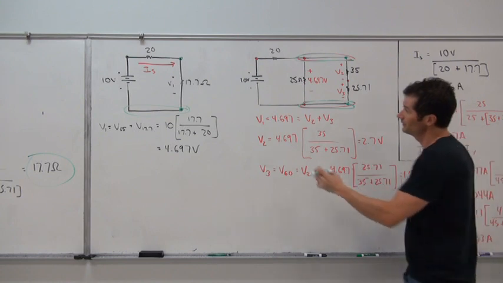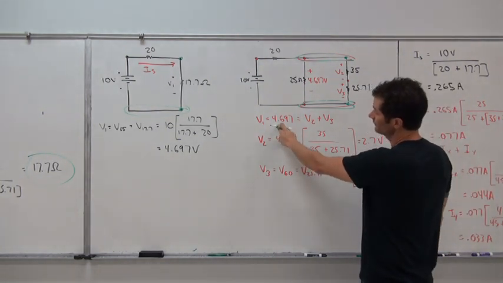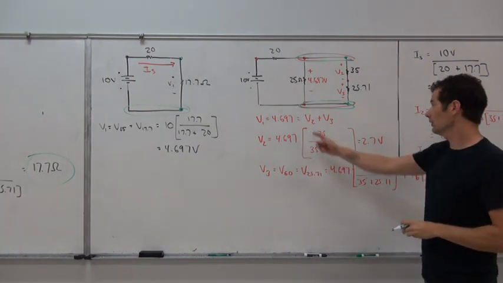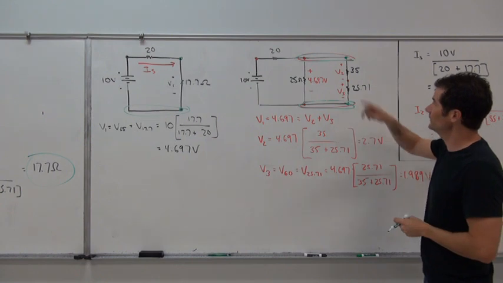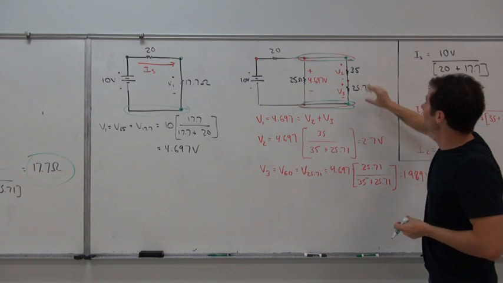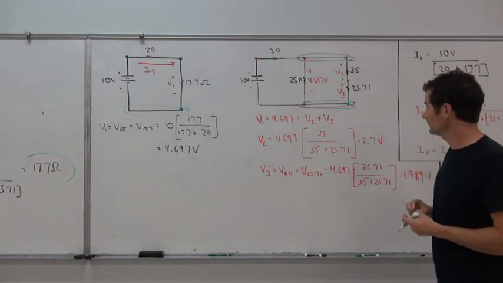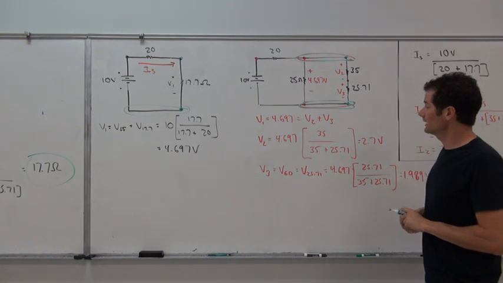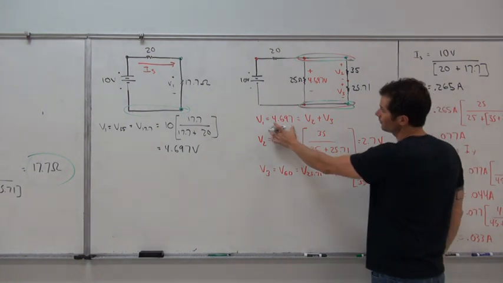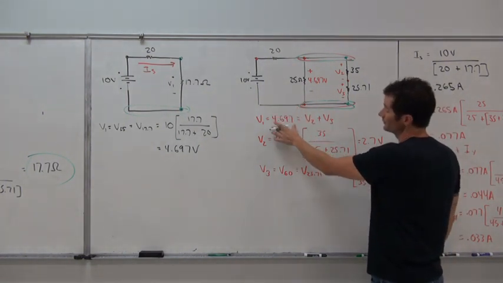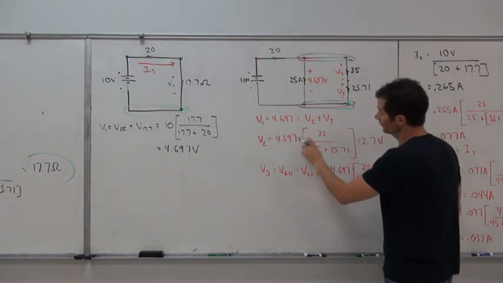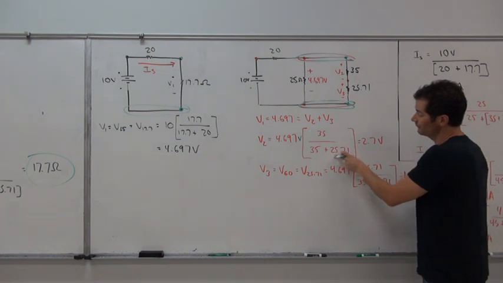So in fact, V1 is not only equal to the voltage of 4.697 volts, that's also, by KVL, equal to V2 plus V3, the voltage across the 35 ohm resistor and also the voltage across that 25.7 ohms of equivalence. So all we have to do in order to get the voltage across each of these is just do voltage division again. So we take this 4.697 volts, and we start dividing that again.